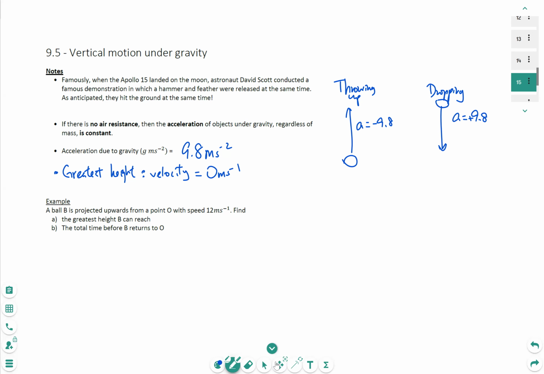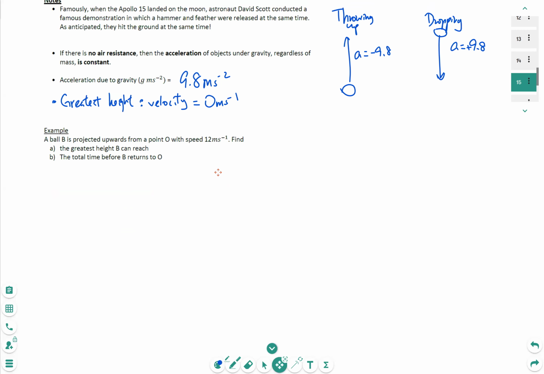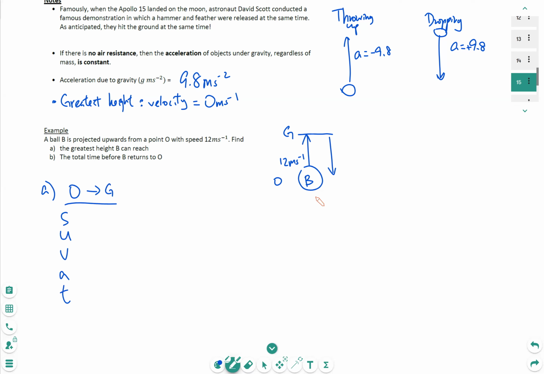So anyway, example here: a ball B is projected from a point O. So let's call this point O, and there's a ball B, travelling upwards with speed 12 meters per second. Find the greatest height B can reach. So let's call the greatest point G. Then the ball will come back down. So we want to make a SUVAT from O to G.